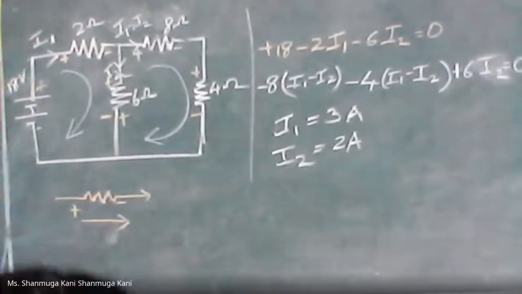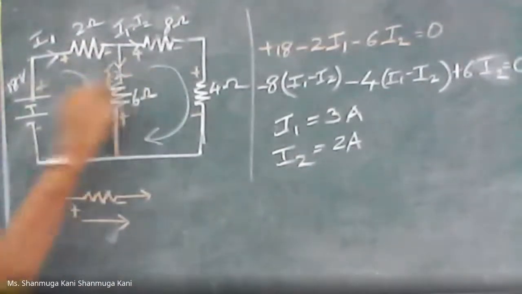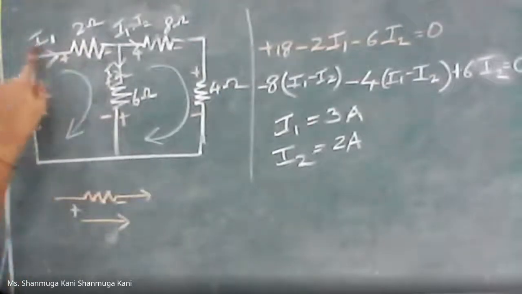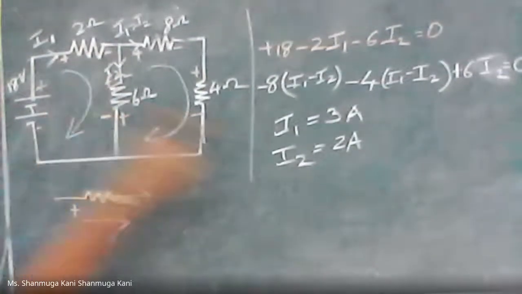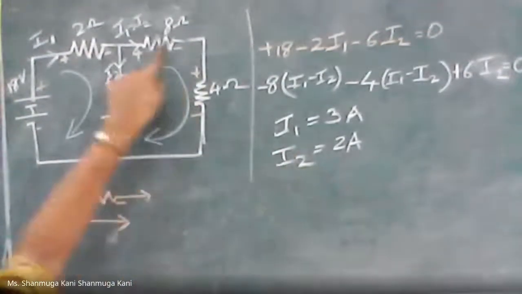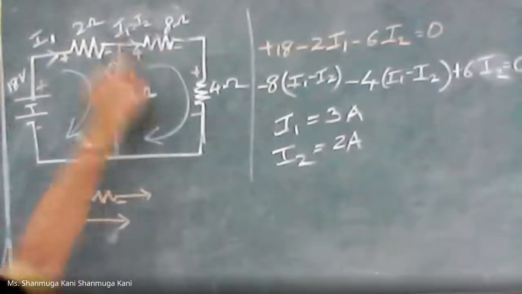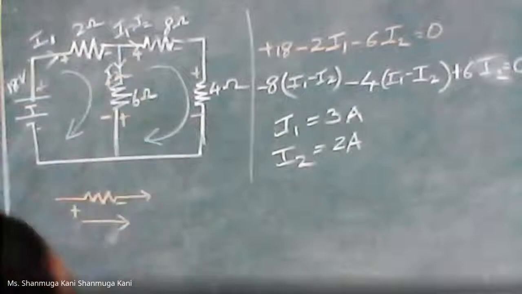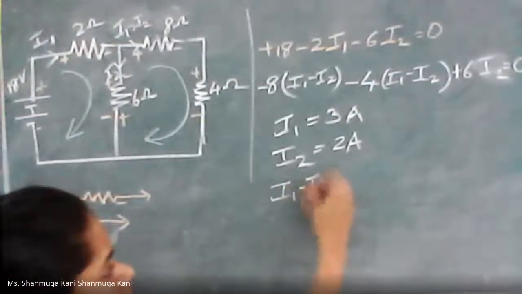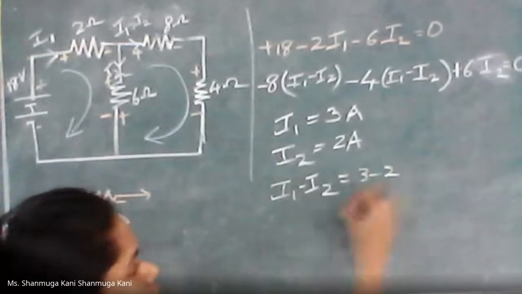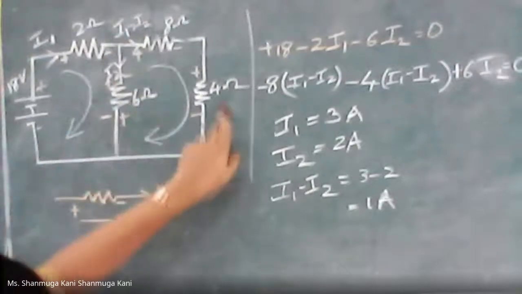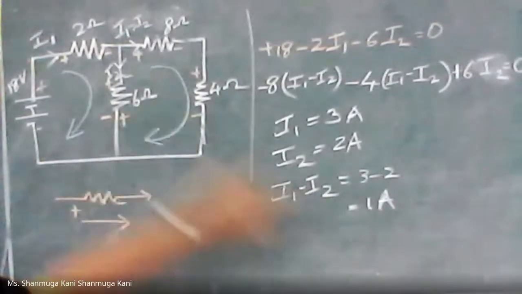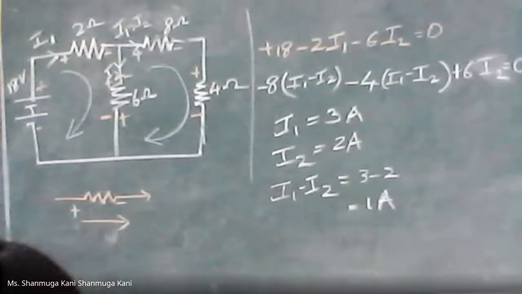In the question they have asked you to find the current across each resistor. So the current across your 2 ohm resistor is I1, and I1 current is 3 amps. The current across your 6 ohm resistor is I2, which is 2 amps. Then the current across your 8 ohm resistor: what current flows across the 8 ohm resistor? I1 minus I2, which is 3 minus 2, 1 amp. So the current across the 8 ohm resistor will be 1 amp, as well as the 4 ohm resistor, the current across the 4 ohm resistor will be 1 amp. Okay, so this is how you have to solve your problem.